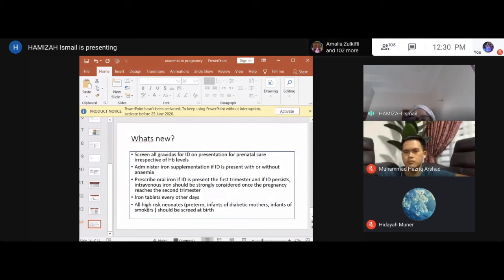All high-risk neonates, the preterm, infants of diabetic mothers, infants of smokers should be screened at birth for iron deficiency, because we want to prevent the severe psycho-behavioral problems and brain conditions in these babies. Okay, any questions? That's all from me.